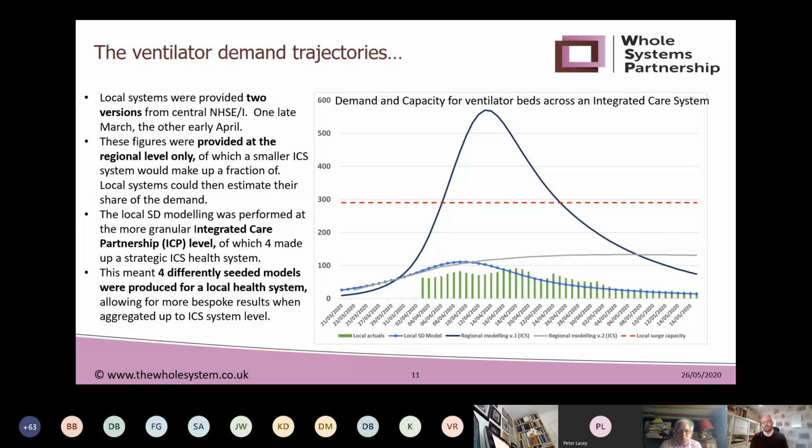So you can imagine why they were thinking, oh, we need to have these Nightingale hospitals at the end of March. This is what they were thinking they were going to be getting across the UK, and it wasn't until early April that they did a second version that showed this grey line here, to say, okay, actually I think we're going to be okay. But it just demonstrated that this regional model was probably the London and Imperial model, and was really not suitable for local planning.